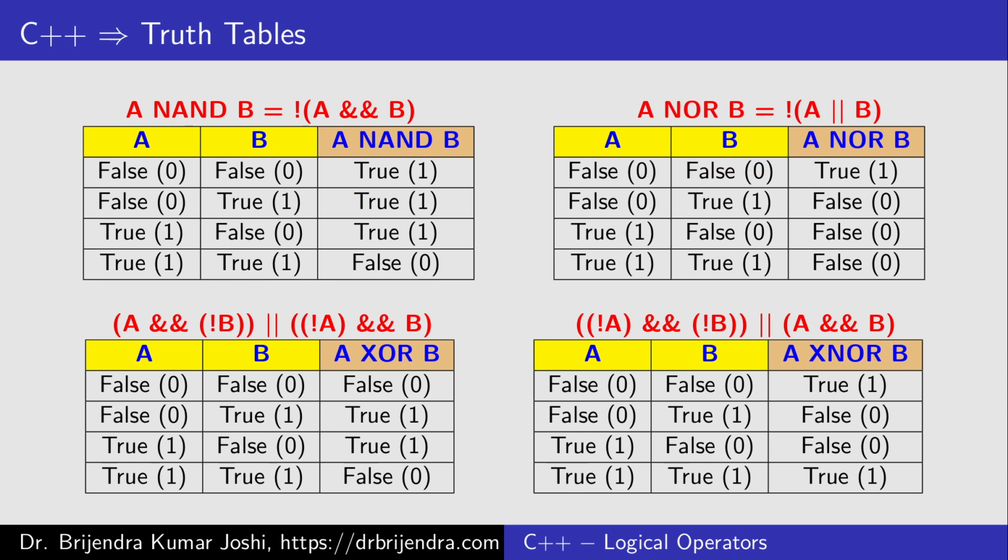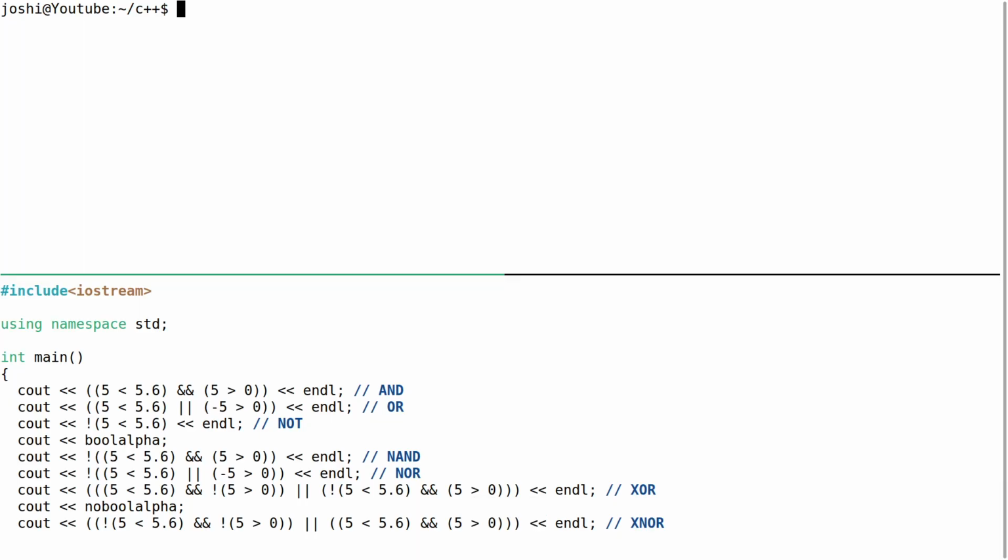I have made a small program. Let us see the output. In the bottom pane, I have written a few lines to demonstrate the usage of AND, OR, NOT, NAND, NOR, exclusive OR, and exclusive NOR. So let me execute.